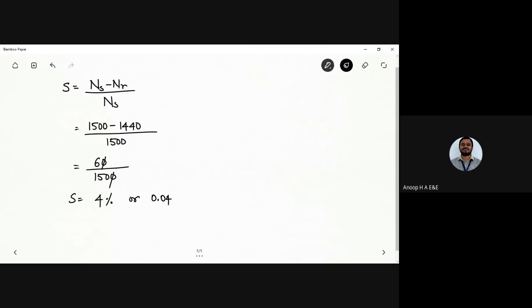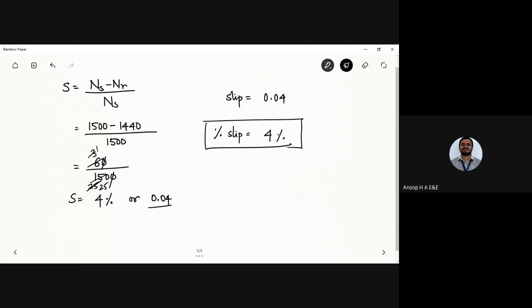If you simplify it, 2 3s are 75s are, 1s are, and it is 25. So the value of slip is said to be 0.04. The percentage of slip is said to be 4%. All right. So this is how you can calculate the value of slip. Let us move on to the next problem.